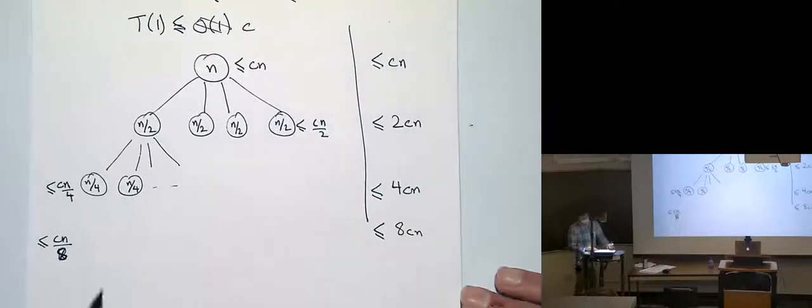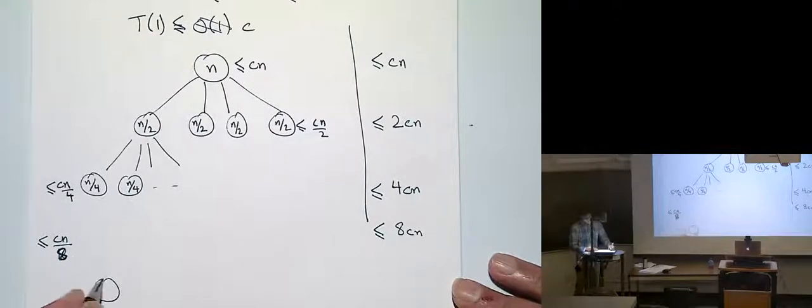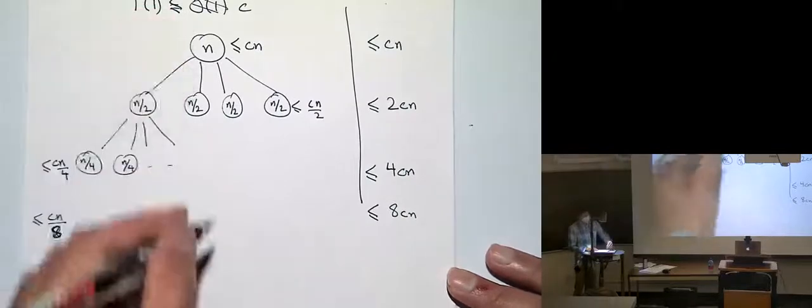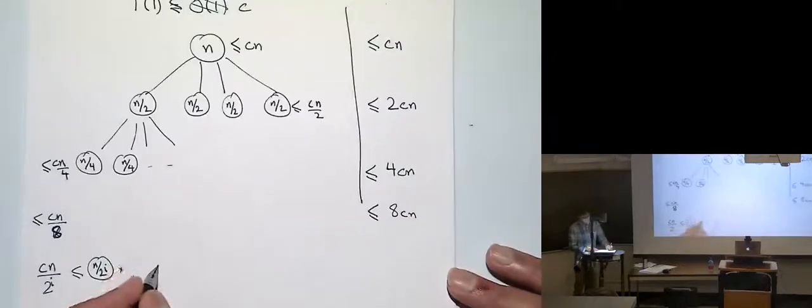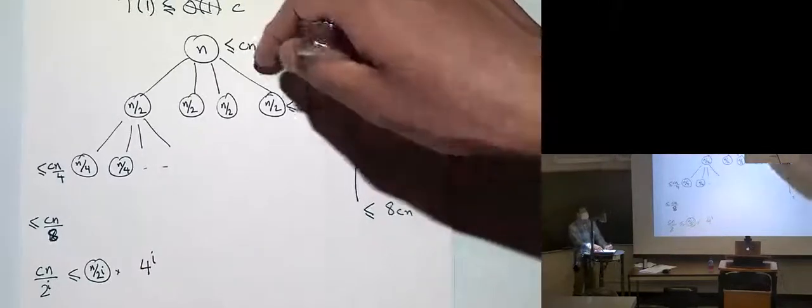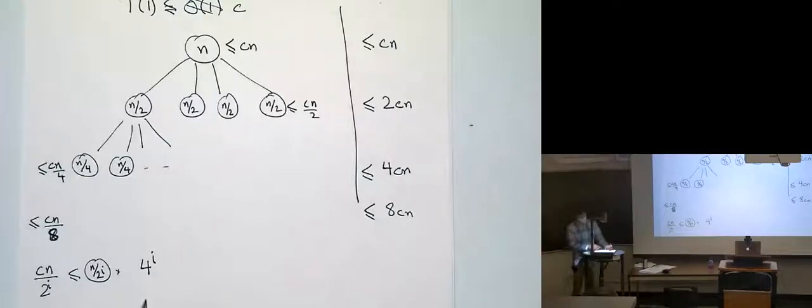Indeed, if you look at the ith level, what you get is n divided by 2 to the i. So the work over here is c times n divided by 2 to the i. But how many nodes do you have? You actually get 4 to the i nodes, because there are 4 children at each stage. So when you do all of this, you get 2 to the i cn. Does this make sense?